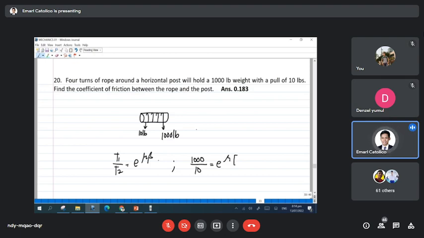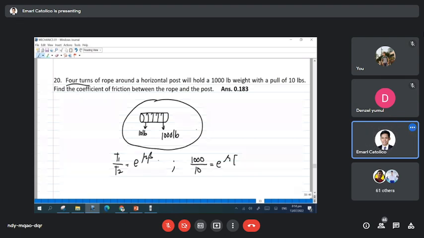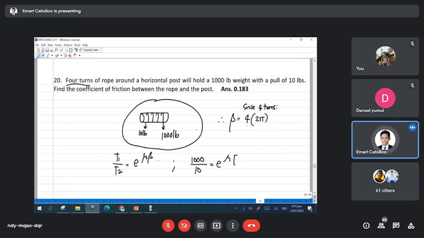Ano yung angle? So walang binigay na angle. Pero kung mapapansin mo ang rotation, ilang beses inikot? 4. So kung 4 ang rotation mo, so 2 turns is 2 pi. Diba? 2 pi represent yung rotation, 4 represent yung 4 turns. So yung angle mo dito is 4 times 2 pi. Okay, so masasolve mo na si mu, which is yung required sa problem.